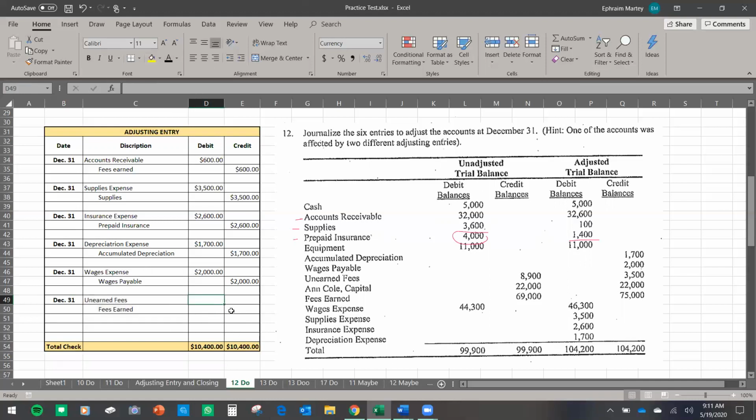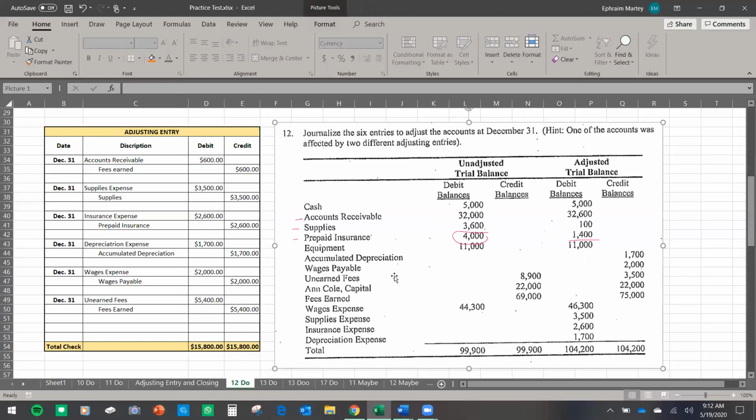it. Okay, so unearned revenue, how much was it? It was 8,900. Okay, and then it decreased to 3,500. So the difference is 5,400, and that is how much we earn. Okay, so that's how you do the adjustment.